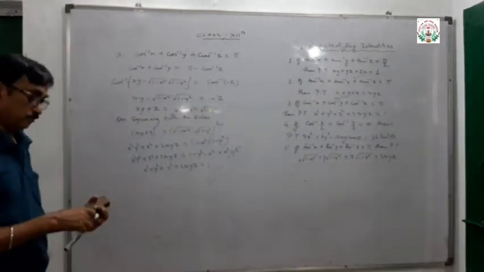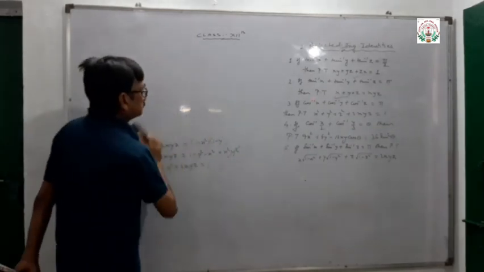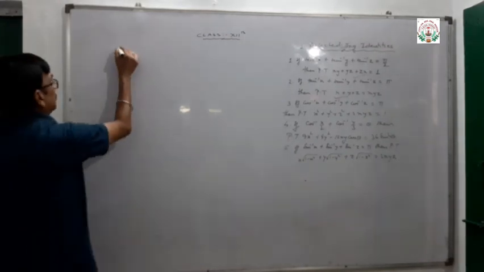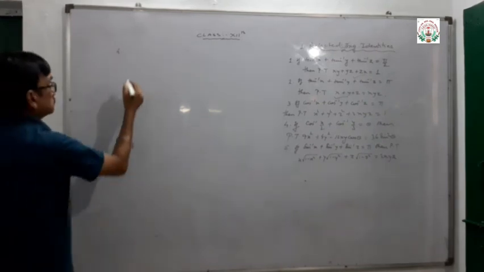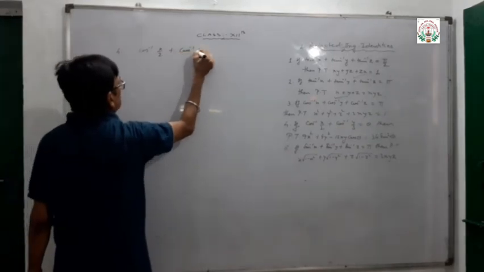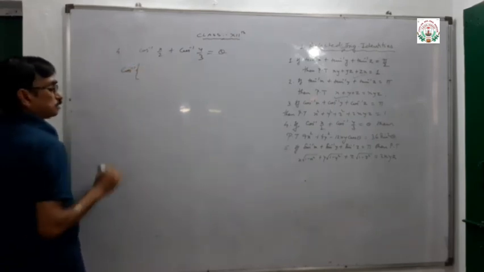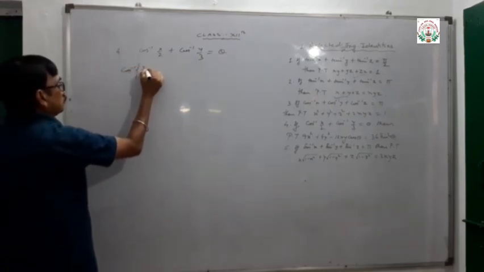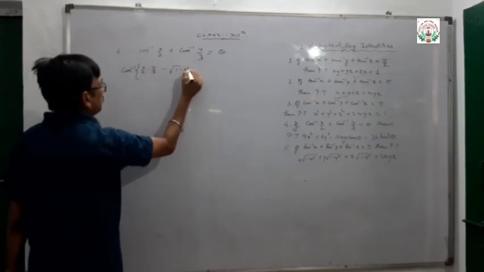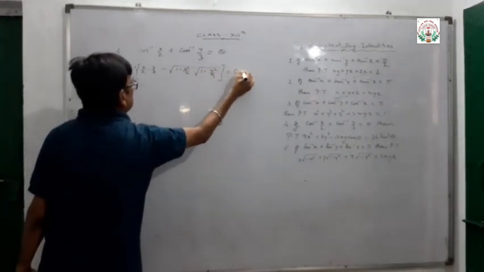Now let's move to our next question, question number 4. Cos inverse of x by 2 plus cos inverse of y by 3 equals theta. We apply the formula for cos inverse of x plus cos inverse of y: x by 2 into y by 3 minus under root over 1 minus x square by 4 under root 1 minus y square by 9 equals theta.